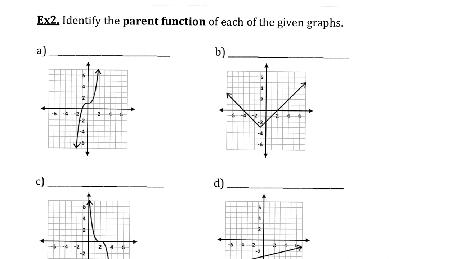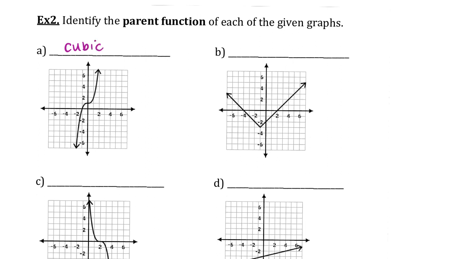Okay, example 1, we identified the parent function from the equation. Now we're going to identify the parent function from the graph. And I'm just going based on the shape. I'm not going to worry about the equation. Okay, let's look at A. And if you feel confident, you can work ahead and check your answers. Okay, it's got this weird waterfall. It's going up on one side, down on the other side. That's cubic.